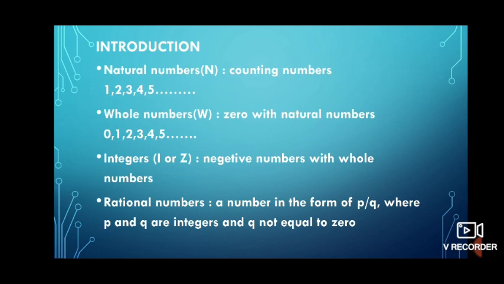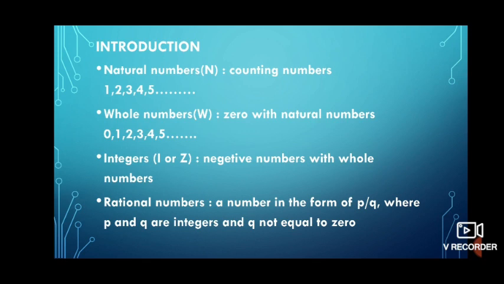Natural numbers, which will be denoted by using a capital N. These are also called counting numbers, and which will be including 1, 2, 3, 4, 5 and so on, means which will start from the 1, there will be no end. And whole numbers, if we add 0 with the natural numbers, then we will get the whole numbers, which will be like 0, 1, 2, 3, 4, 5 and so on.